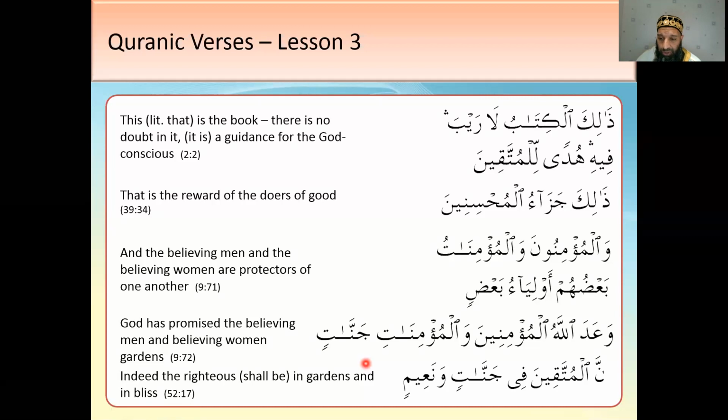I mean the righteous people. Right? Innal muttaqina, indeed the righteous shall be. Fi means in. Jannatin, gardens. Wa na'im means bliss. Allah subhanahu wa ta'ala give us Jannatul Firdaus.